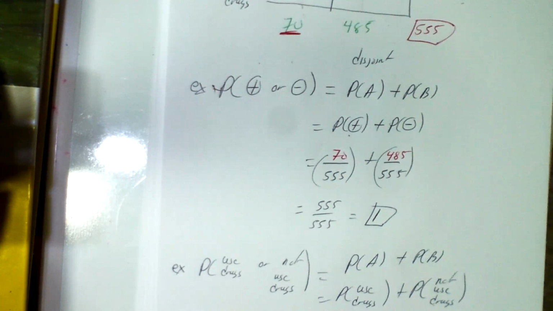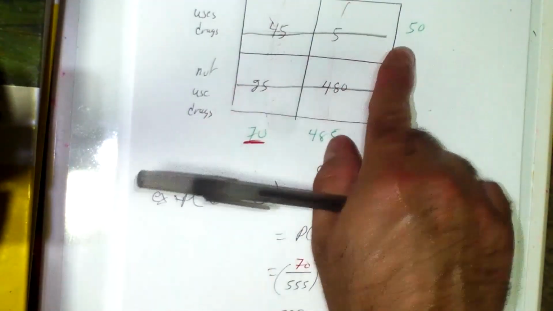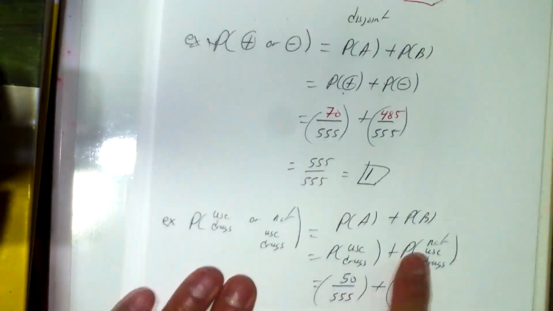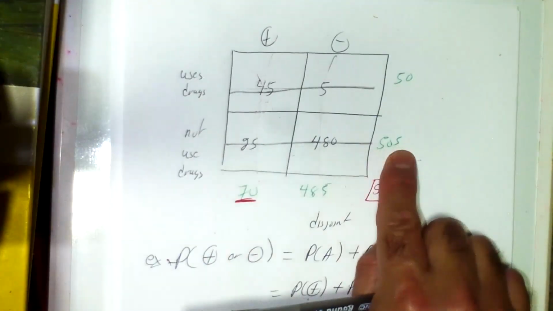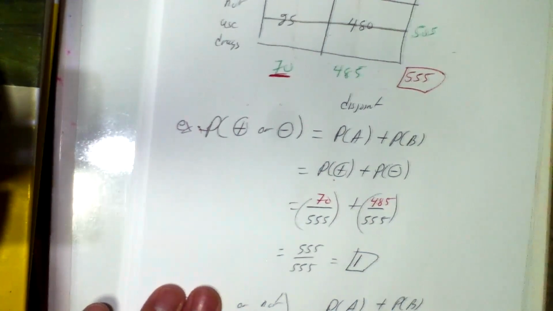555 plus 555. The total of the used drugs is 50. And the amount that did not use drugs is 505. You add them up, 555 over 555. You get 1 again.